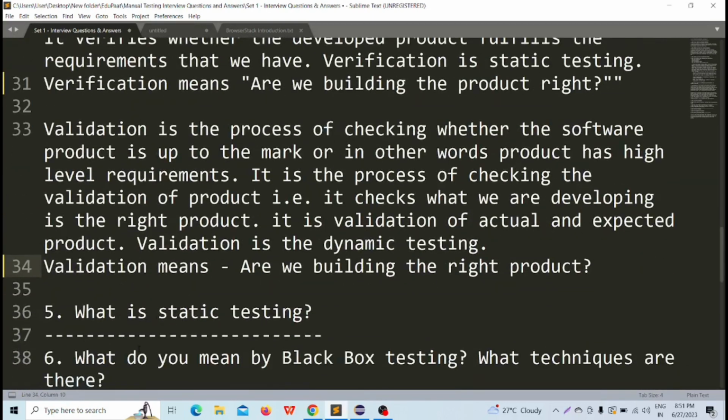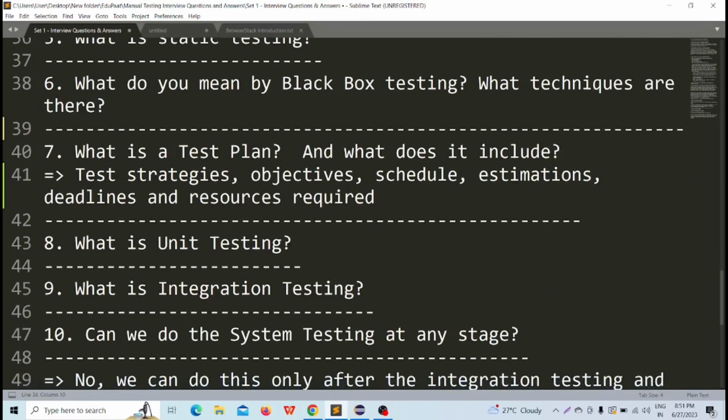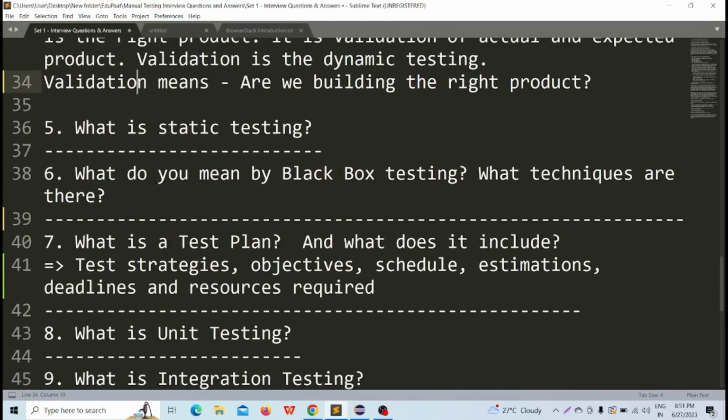Now question number 5. What is static testing? Listen very carefully. When any requirement comes, first they will do the requirement collection, then they will do the feasibility study, then they will do the designing phase, then they will do the coding.